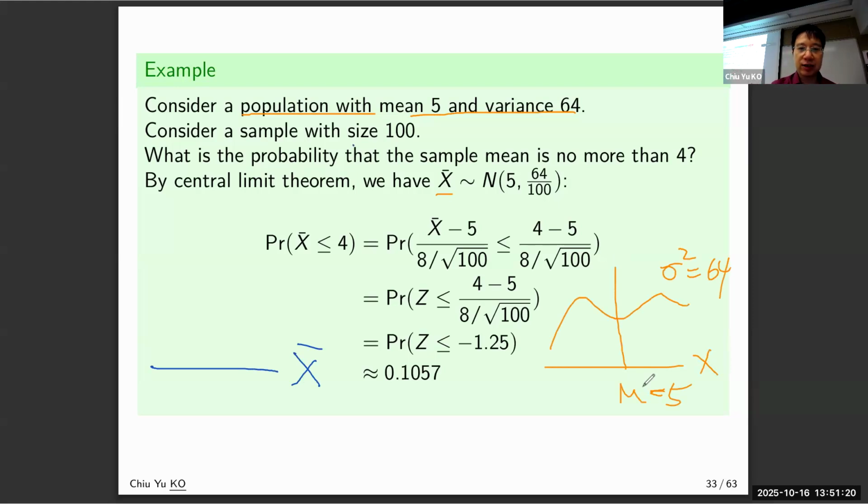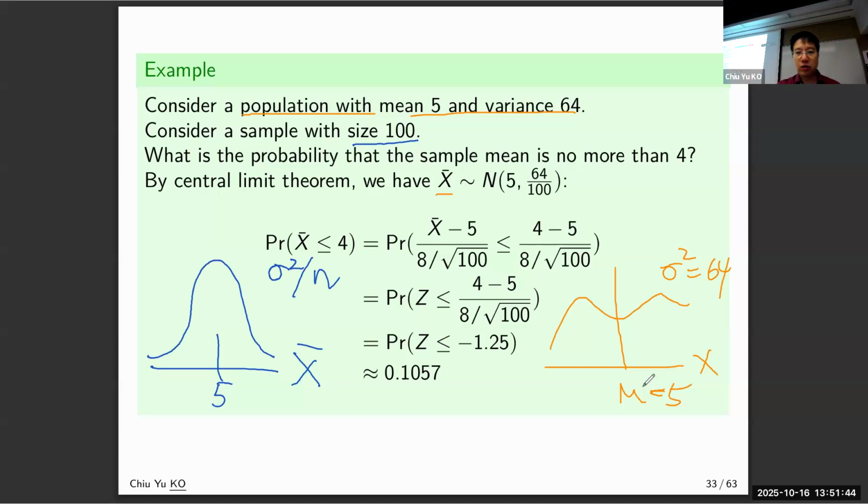With a sample size of 100, this is what it looks like. The Central Limit Theorem works, even though the shape doesn't really look like what it's supposed to be. It's still a bell curve centered at 5, and the variance comes from sigma squared over n. When you increase n, it shrinks a little bit more. When n goes to infinity, basically it's just 5.